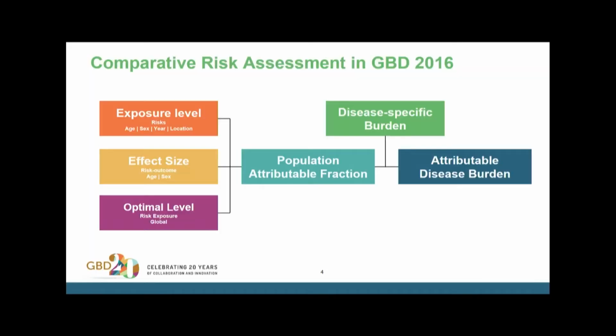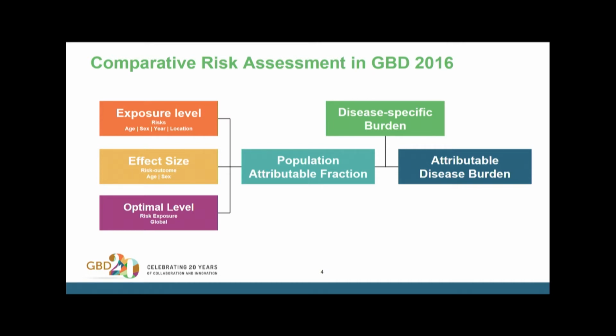After selection of the risk outcome pairs, the next step is estimating the attributable burden. To do that, this burden estimation basically starts with 3 types of input data: exposure level by age, sex, country, and year, effect size of the exposure on disease incidence or mortality, and optimal level.